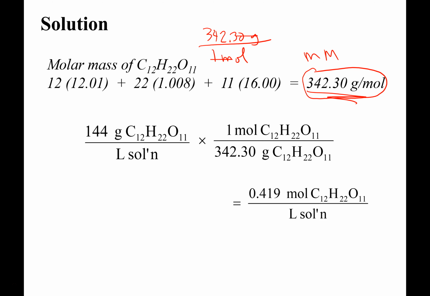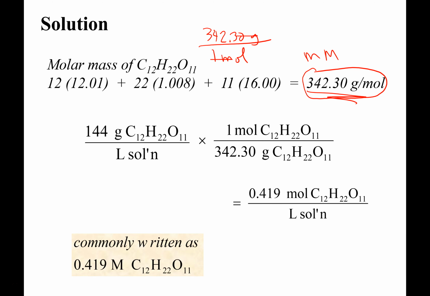Okay, 3 sig figs. So the value to 3 sig figs is 0.419. And then the units explicitly would be moles of sucrose per liter of solution. But as you know, we're used to writing this as 0.419 capital M C12H22O11. So either one of those is great. All right.